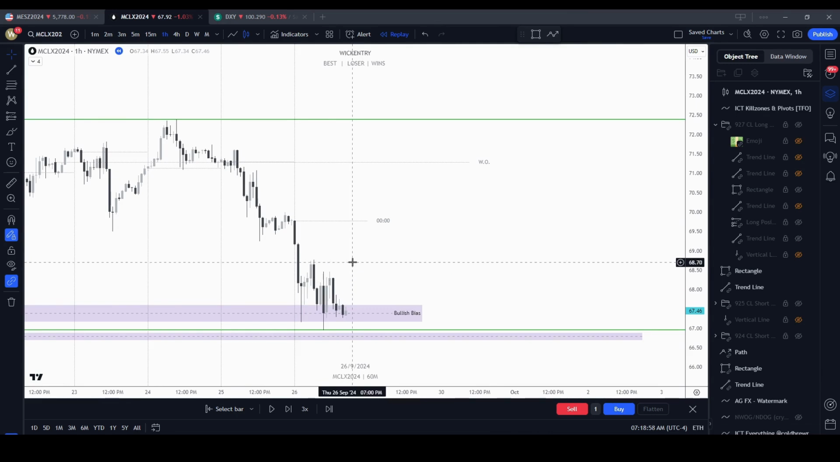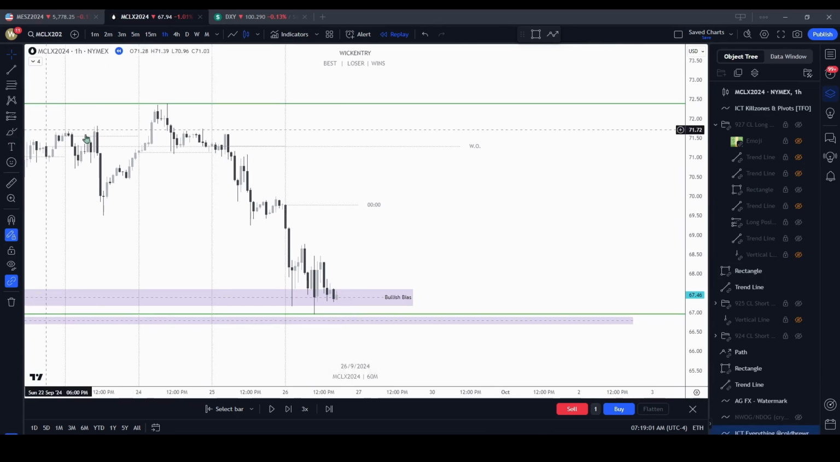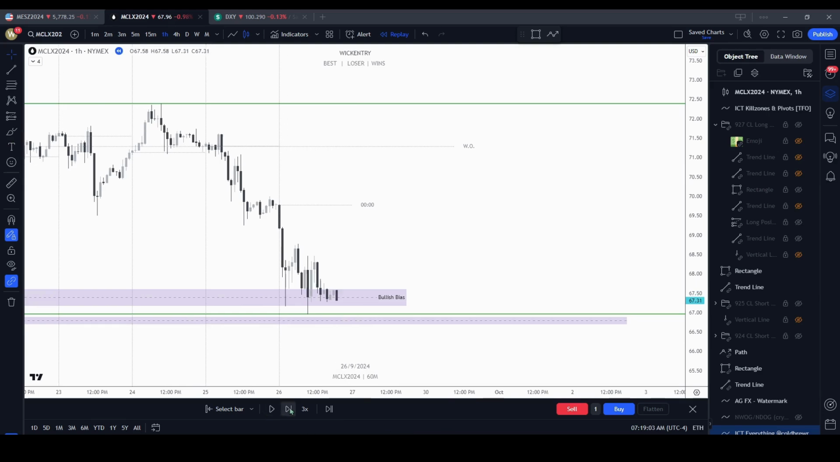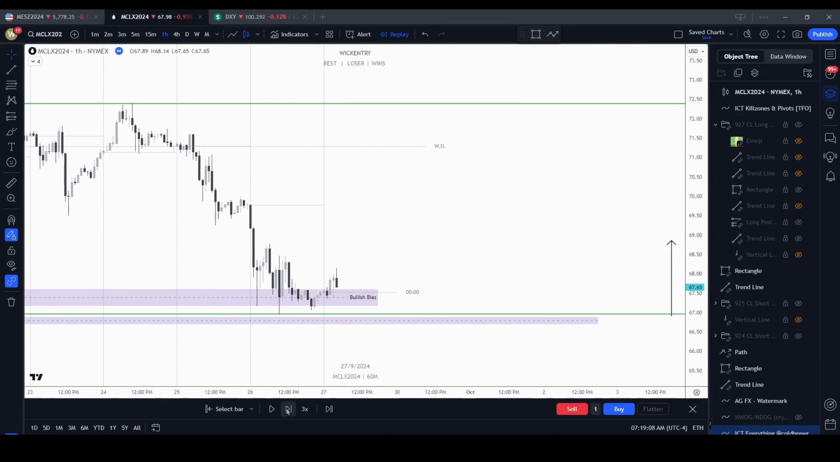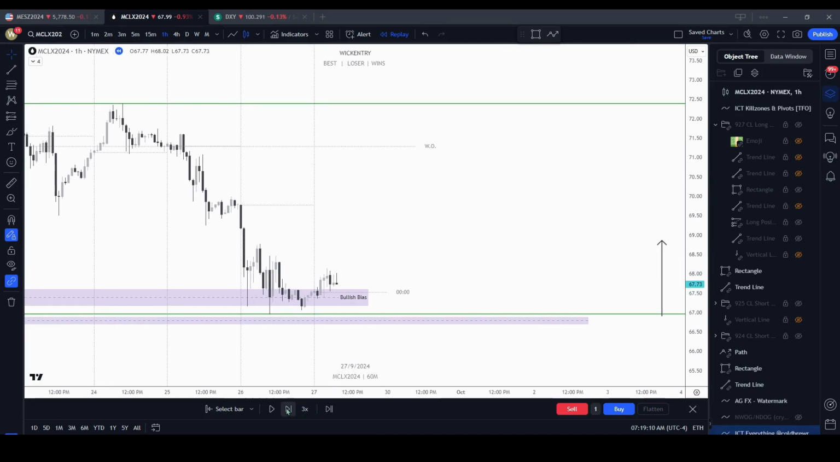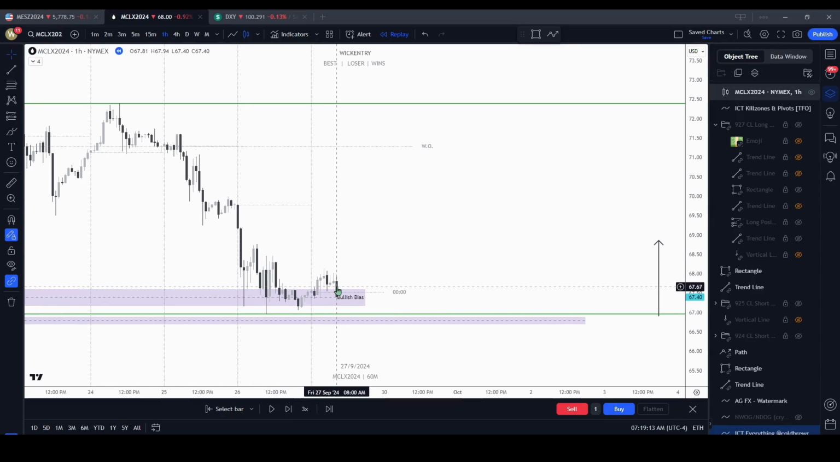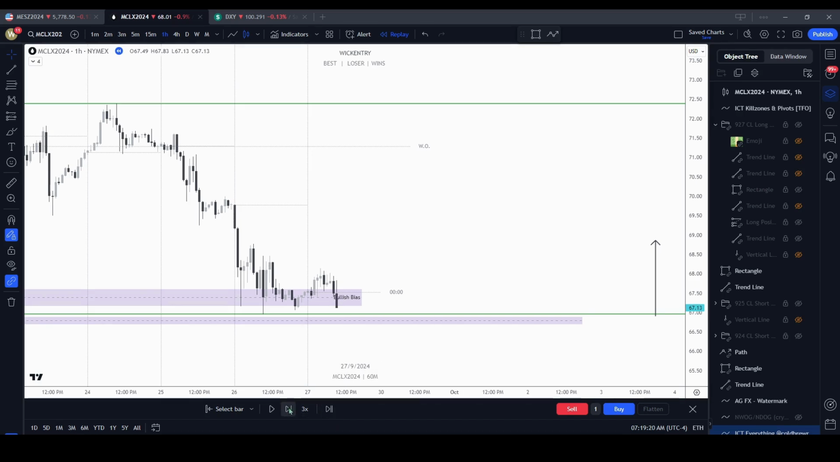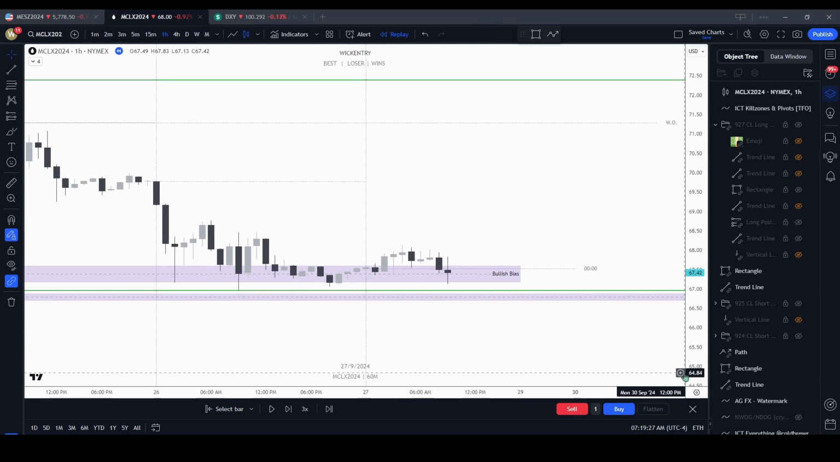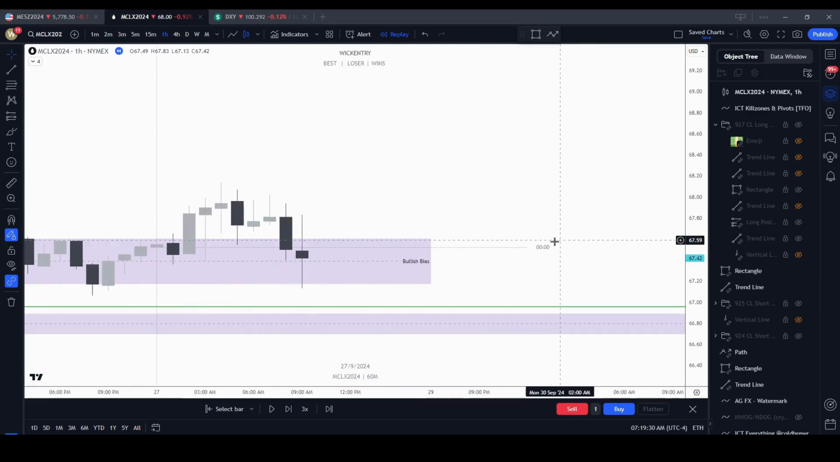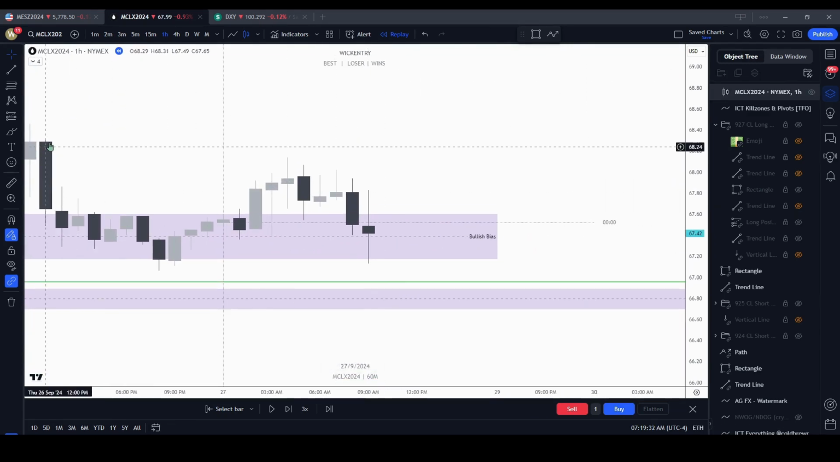And we're waiting until 9 a.m. So I'm going to fast forward this replay a little bit. All right, so at 8 a.m., we're still located inside this area. At 9, we get a spike down, which is what I like to see, if I have a bullish bias.